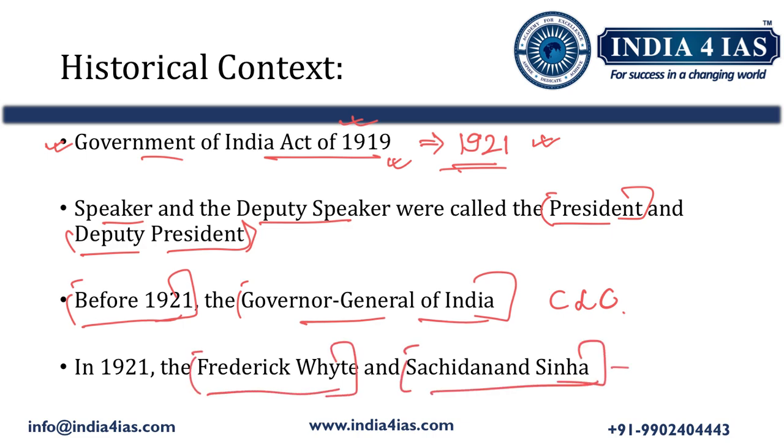In the prelims 2024, a question came on Sachidanand Sinha. The question is related to who was the first deputy president of the Constituent Assembly. The answer is Sachidanand Sinha. The question was nowhere related to this topic, but you should know the positions held by Sachidanand Sinha in general.